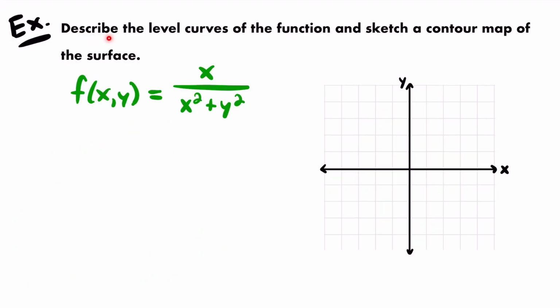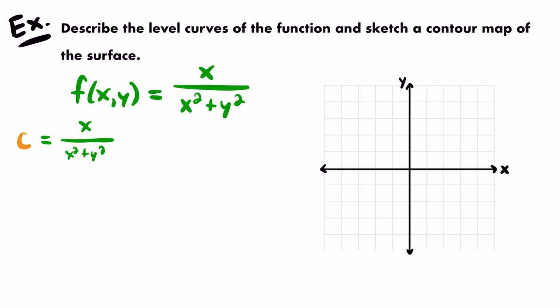This time we want to describe the level curves of this function and sketch a contour map of the surface that it represents. And our function is f of x y is equal to x divided by x squared plus y squared. Okay, so once again, what we want to do is set that equation equal to a constant c, and then try to get the equation in the form of some type of equation that we recognize how to graph. And so we'll set c equal to x divided by x squared plus y squared.